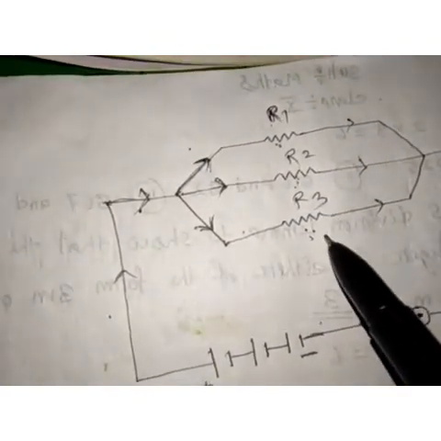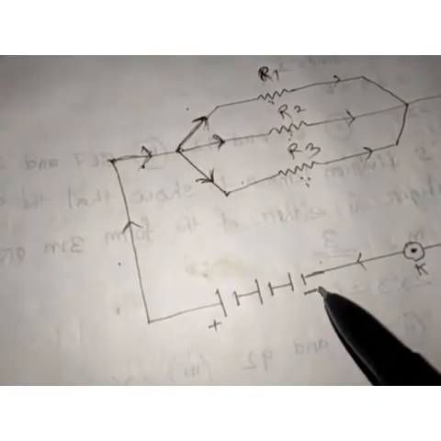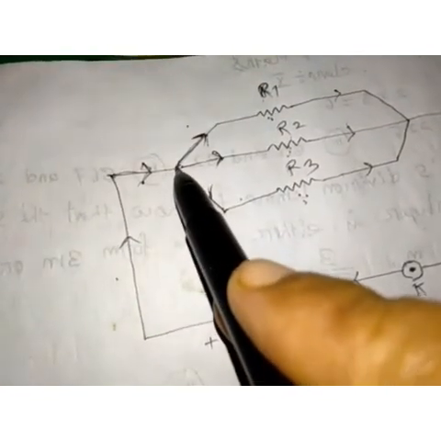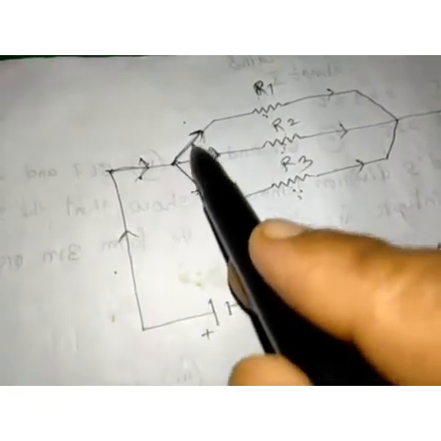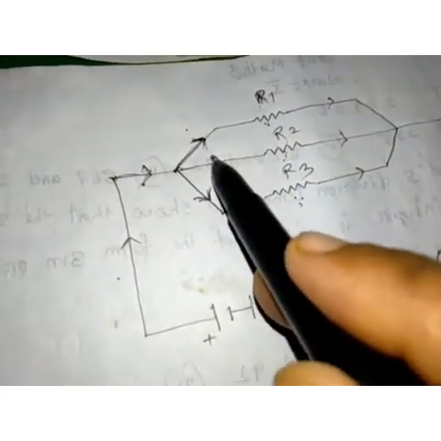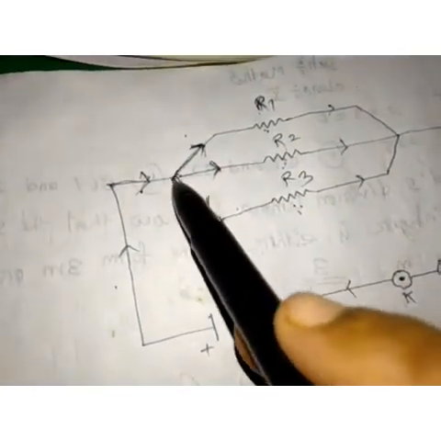Now, how are resistors connected in parallel? Look here, this is R1 resistor, this is R2 resistor and this is R3 resistor. These are connected in parallel. Look here, this is a battery, and current is coming in these directions. At this point the current is divided into 3 divisions, so the total amount of current is divided into 3 other divisions.